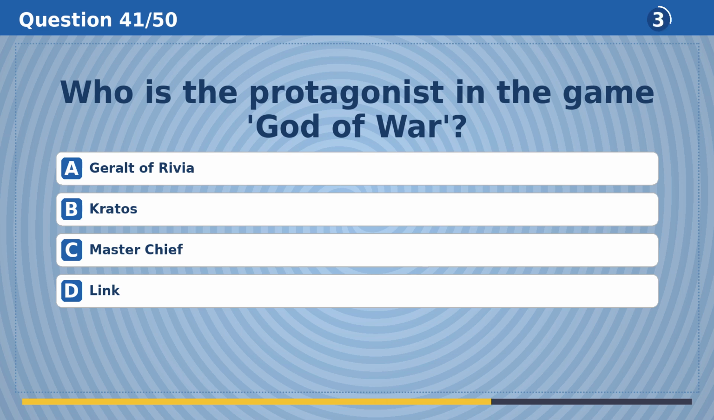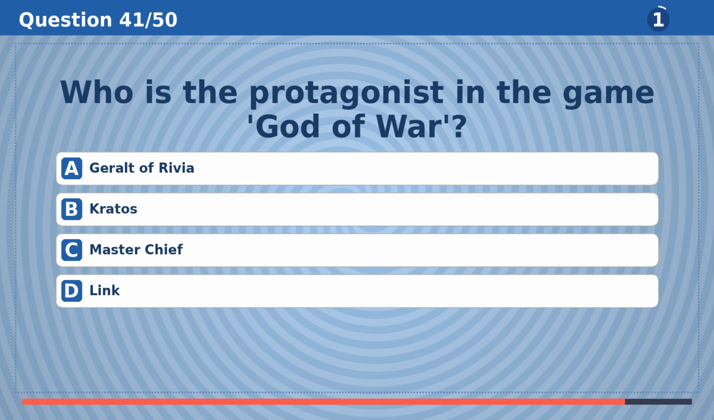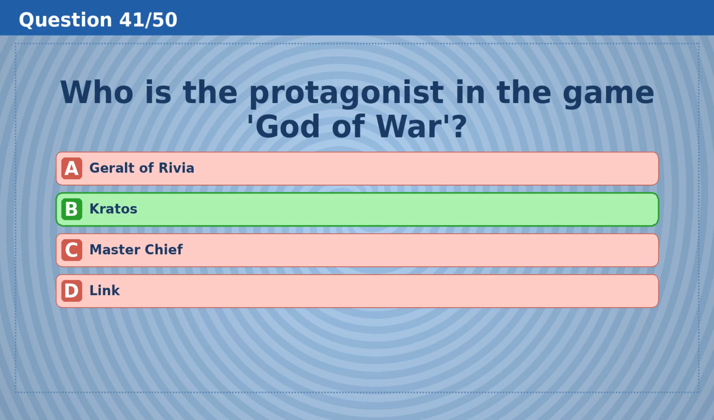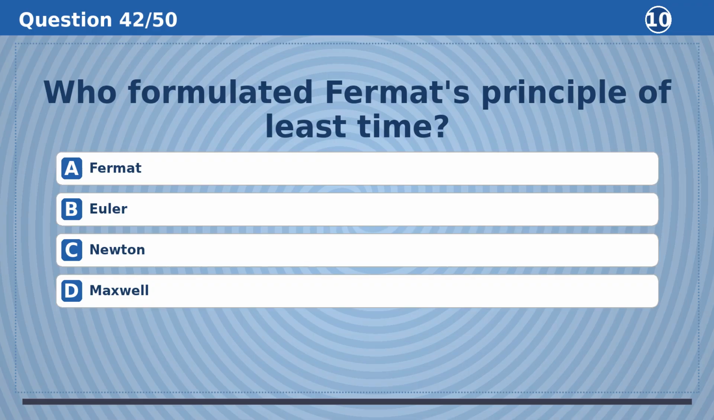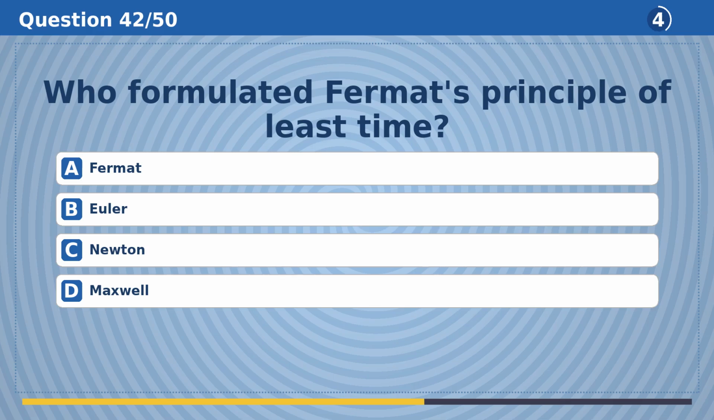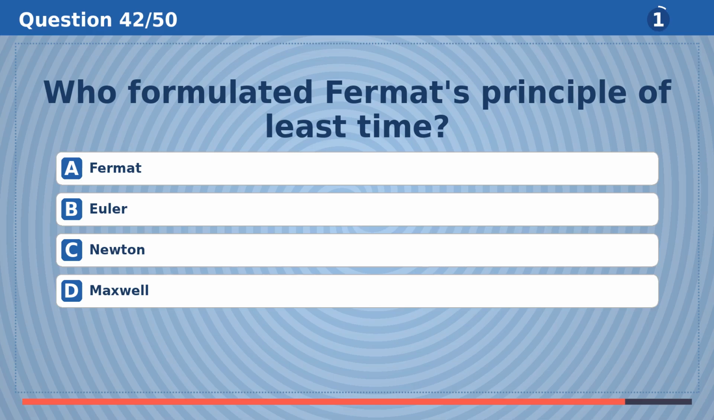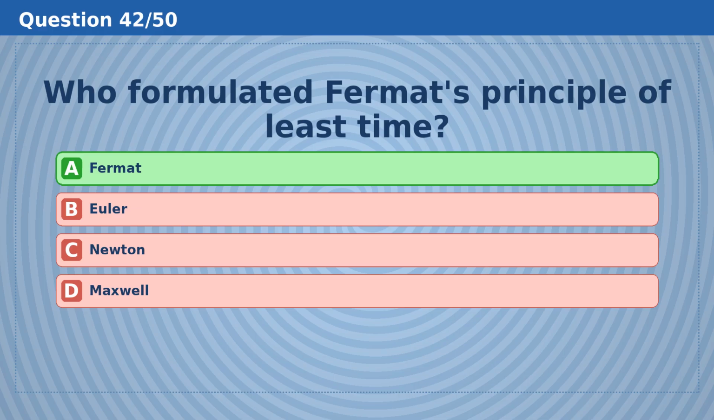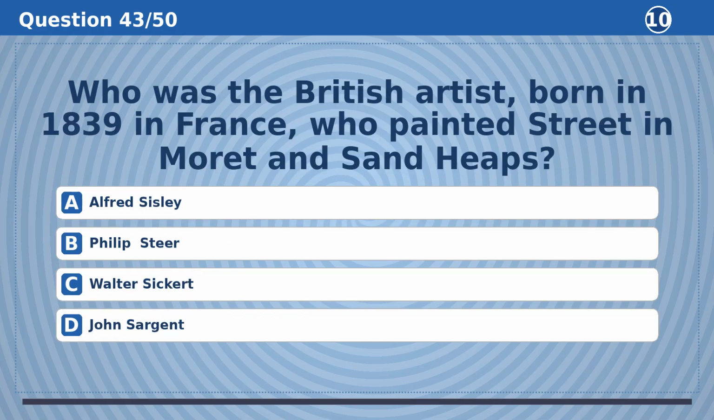Who is the protagonist in the game God of War? The answer is B. Kratos. Who formulated Fermat's principle of least time? The answer is A. Fermat.